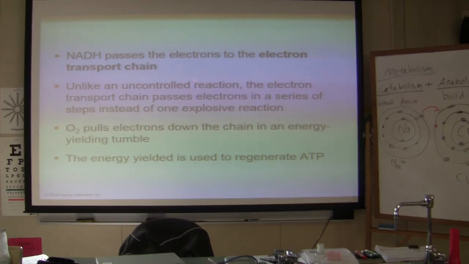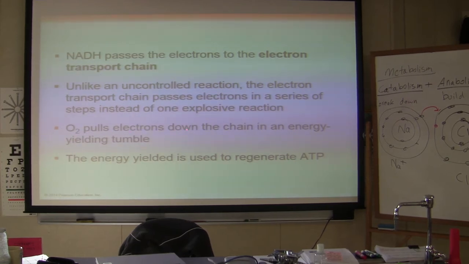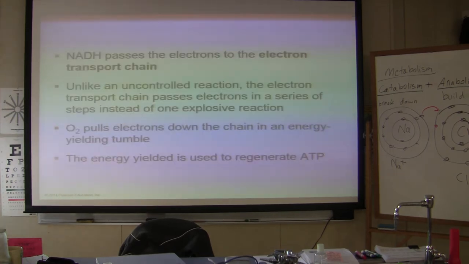Unlike an uncontrolled reaction, the electron chain passes electrons in a series of steps instead of explosive reactions. O2 pulls electrons down the chain, energy-yielding tumbles, and the energy yield is used. After you look at the pictures, the diagrams, and so on for the rest of this chapter, come back to these and see if they make sense or not.